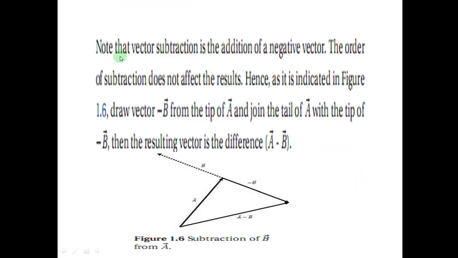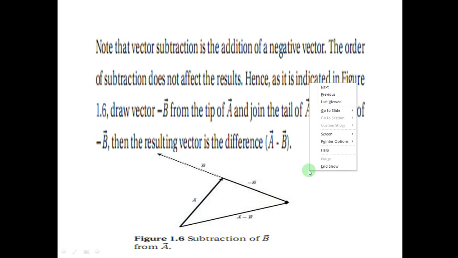Let's consider the following. Note that vector subtraction is the addition of a negative vector. So the order of subtraction does not affect the result. Hence, as is indicated in figure 1.6, for subtraction of B from A, draw a vector minus B from the tip of A and join the tail of A with the tip of minus B, then the resultant vector is the difference A minus B.